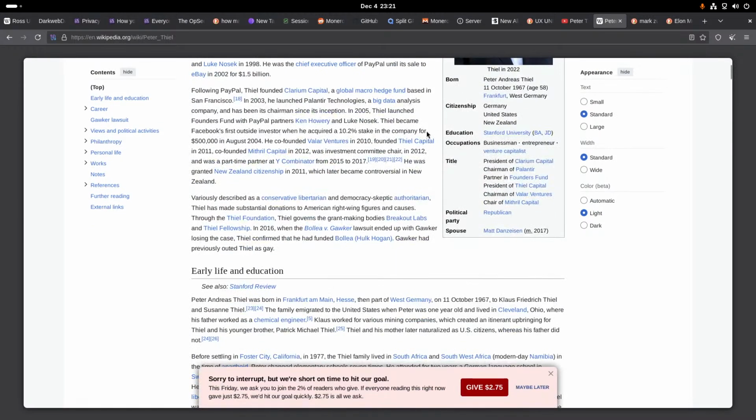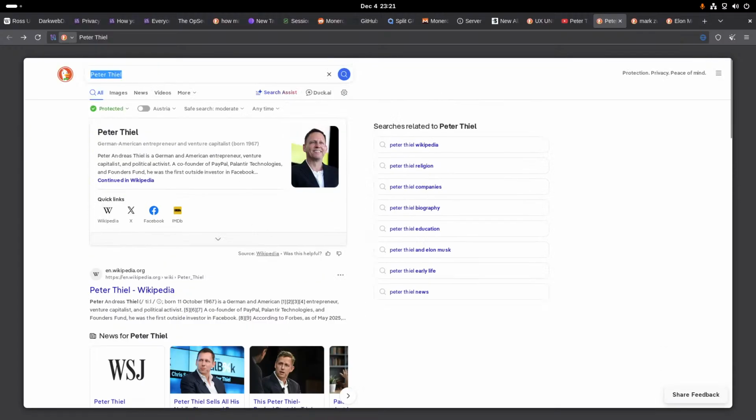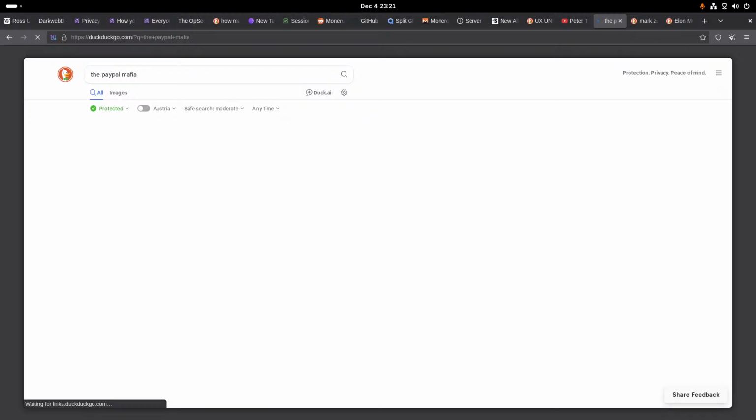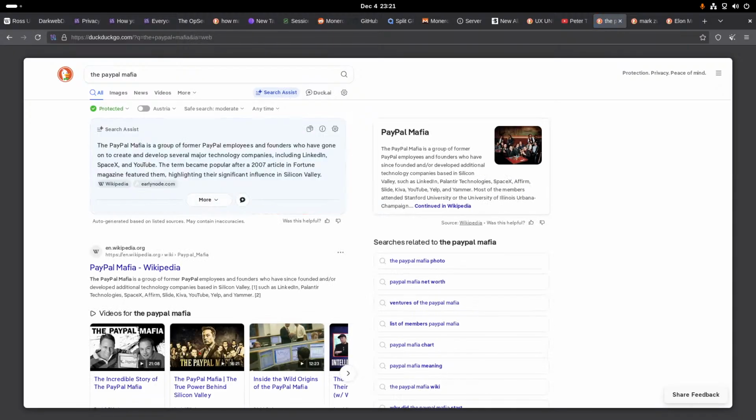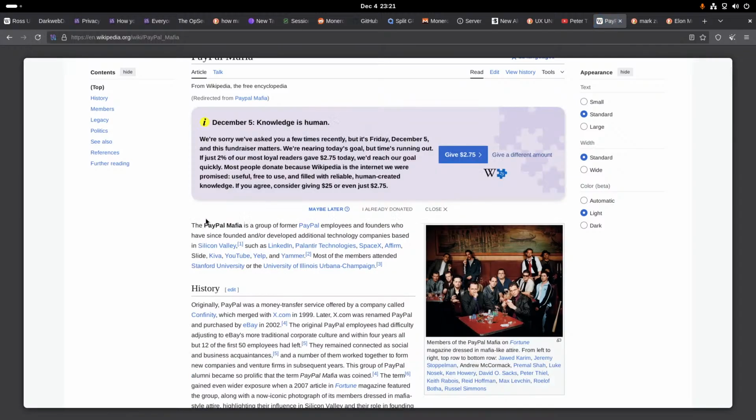I know Elon Musk didn't found PayPal, but I know what is. Employees who founded or developed additional technology companies based in Silicon Valley, such as LinkedIn, PayPal, Palantir Technologies, SpaceX, Affirm. Yeah, who made Affirm?